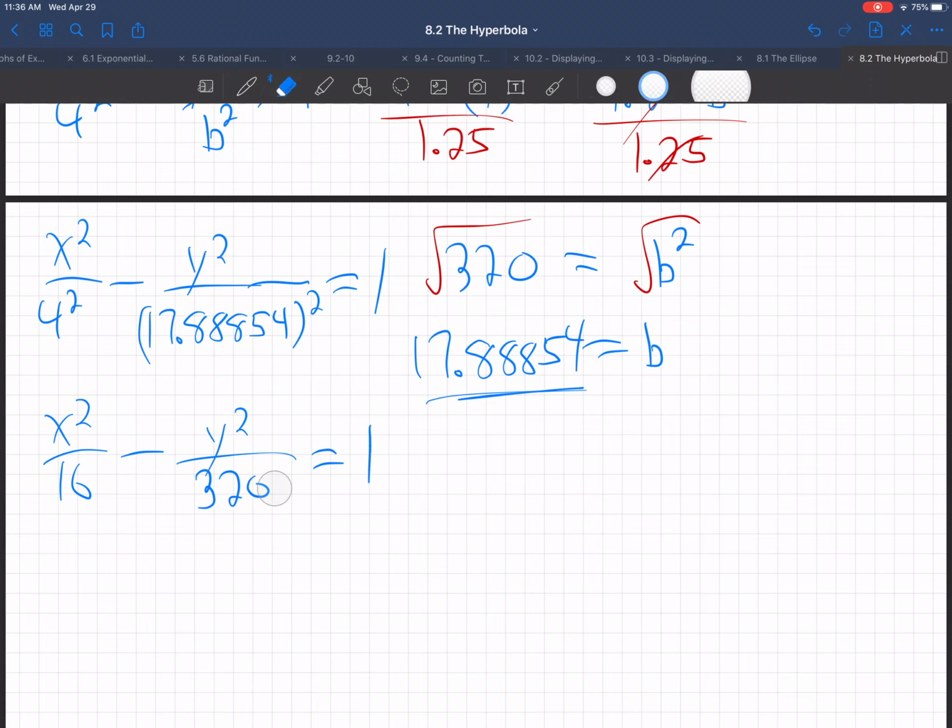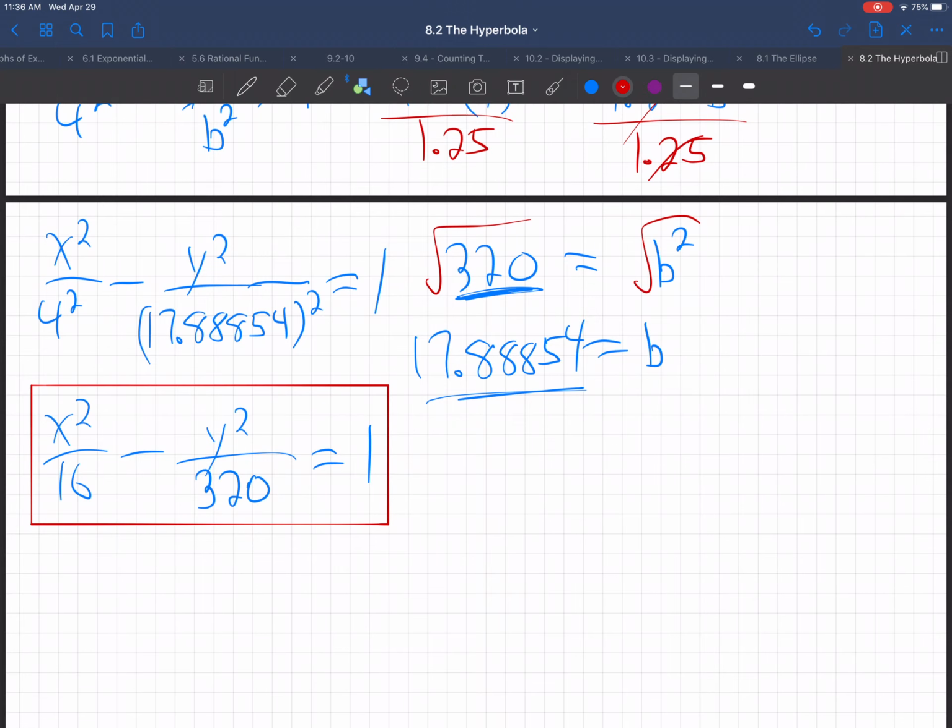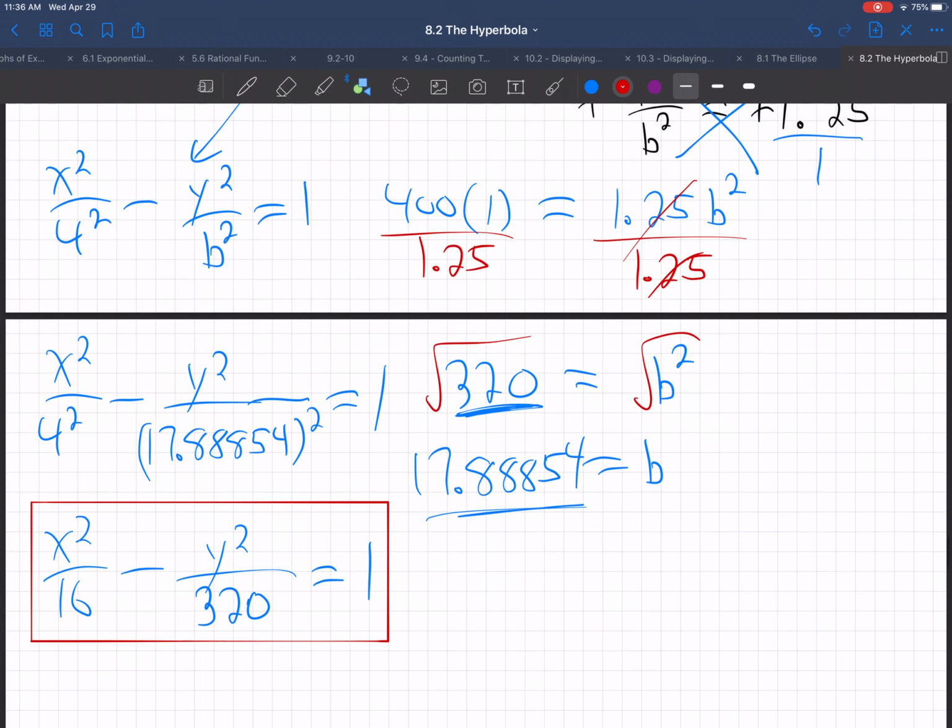And that makes sense, doesn't it? Really, I should have just used the b squared right here. Would have saved me time. But that's okay. Doesn't matter. So there we go. That's our answer. We were able to find the equation just like that.